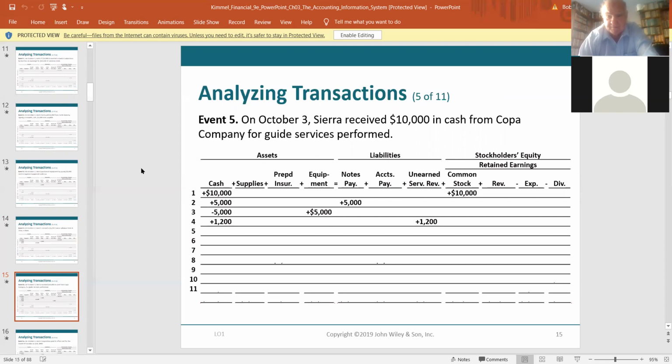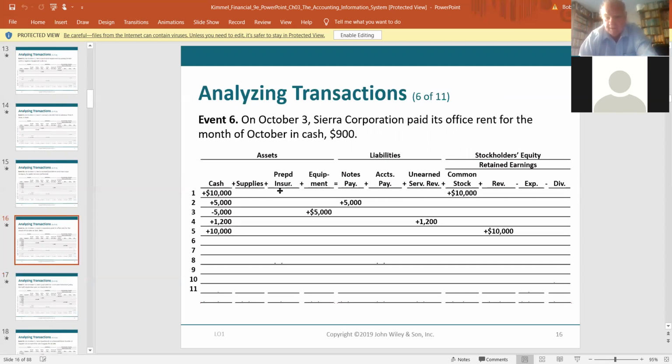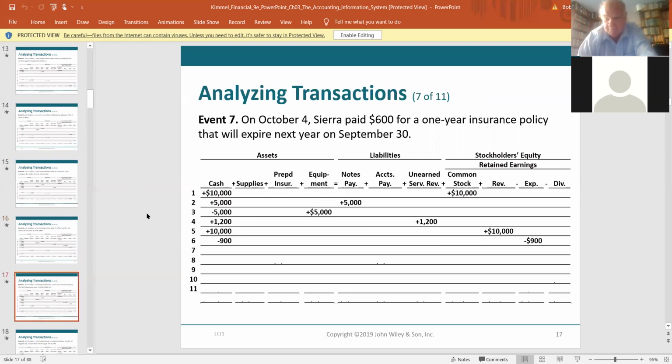And Sierra received 10,000 in cash from Copa Company for guide services performed. So now we have our first revenue, $10,000. And notice revenue went up. And notice we're always in balance here. Sierra Corporation paid its office rent. Well, that's an easy one. They're finally spending some money, huh? This company's been a cash cow so far. So cash is going to go down and an expense is going to go up. And there we go. So far, so good, Liba?